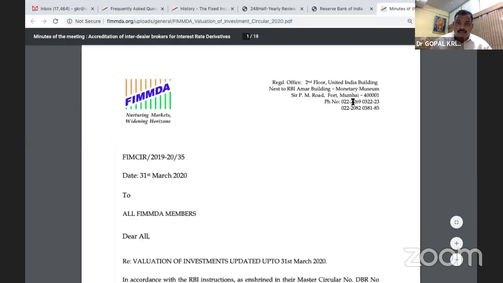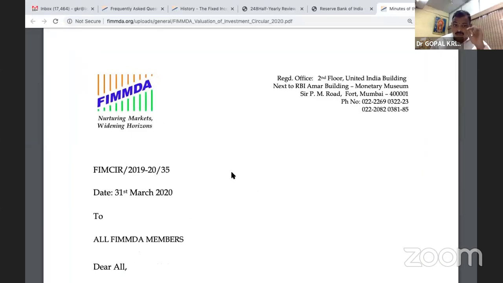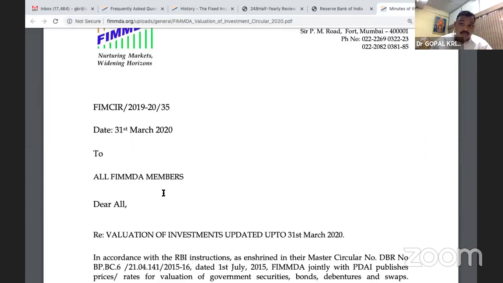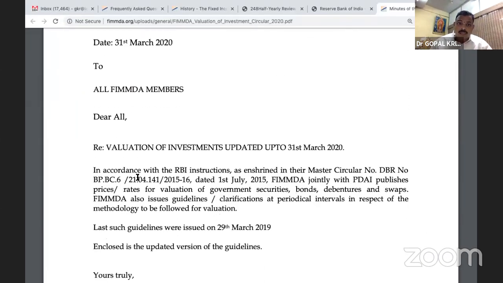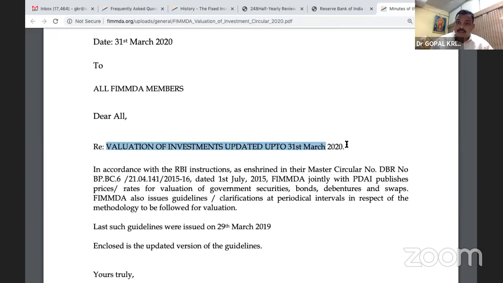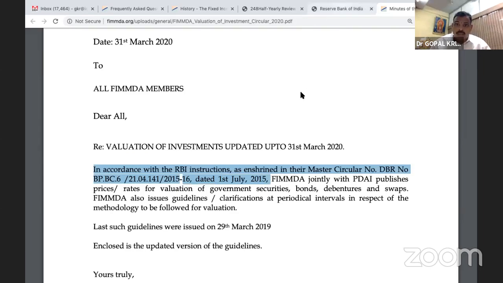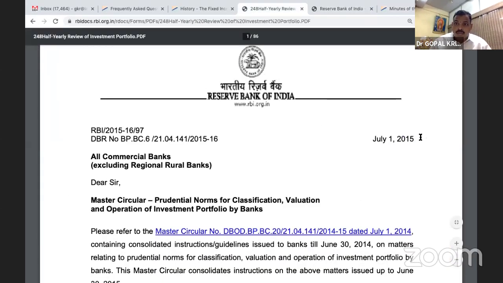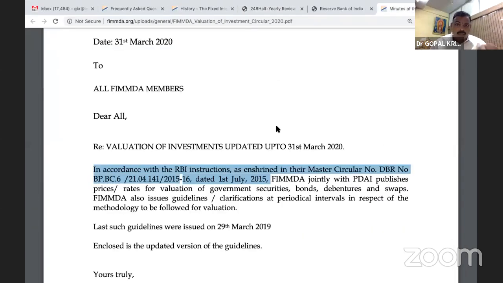This is the FIMDA circular which will be issued every year. 31st March 2020 they have issued recently. And this is with respect to valuation of investments. So every member of FIMDA is supposed to follow this, in accordance with the RBI instructions dated 1st July 2015. So this is that instruction. As per this instruction, FIMDA has given this yearly circular.